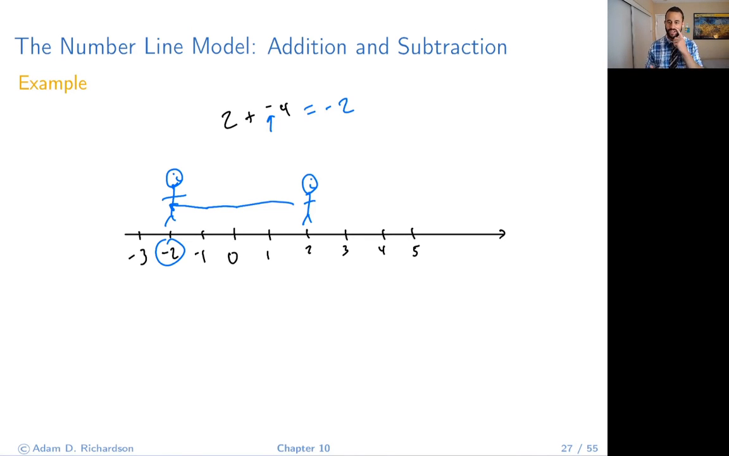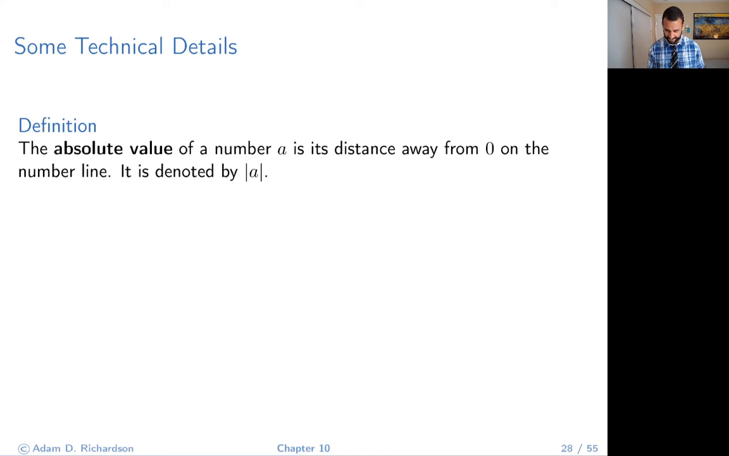So it's fun. You can try it on your own in your own home. Try it with your siblings. If you have younger siblings, you can try it. It's fun. Okay. All right. So now we need to learn some technical details here before we talk about multiplication.